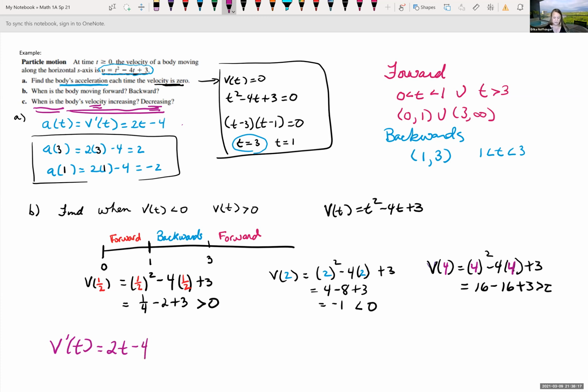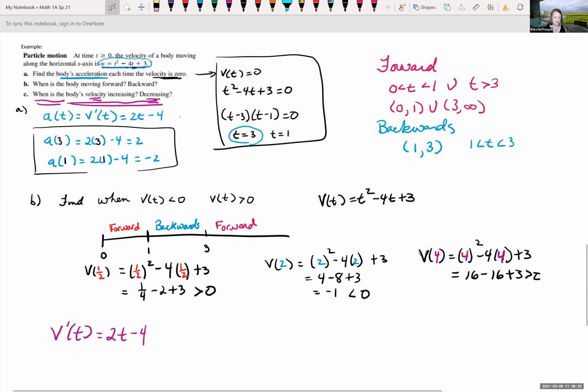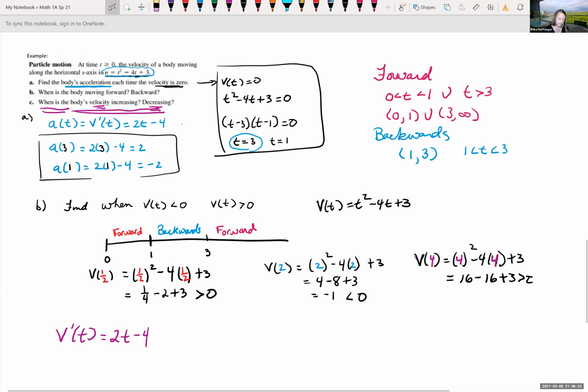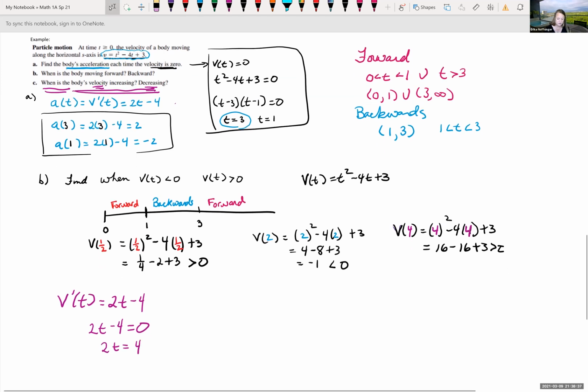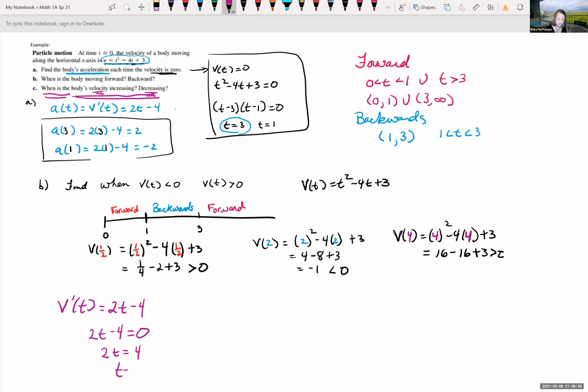And in order to find when this is positive and negative, let's find out where this is equal to 0. So 2t minus 4 is equal to 0 at what time? Well, if I add 4 to both sides, I get 2t is equal to 4. And if I divide through by 2, I get t equals 2. And I want to know, between 0 and 2 and from 2 to infinity, is this velocity function positive or negative?